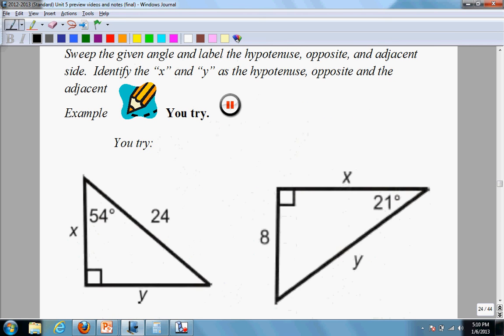I'd like you to actually pause the video and take 1 minute and attempt to label both of these. Hypo, sweep the given angle, and label the hypotenuse, the opposite, and the adjacent. Identify the x and y as the hypotenuse, the opposite, or adjacent. Ready? Take 1 minute and label these. Go.